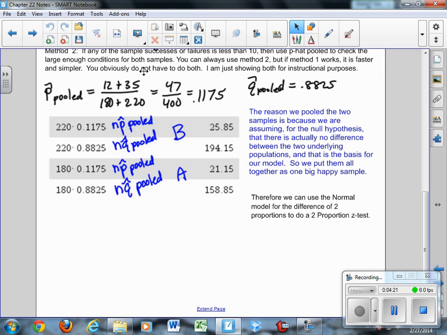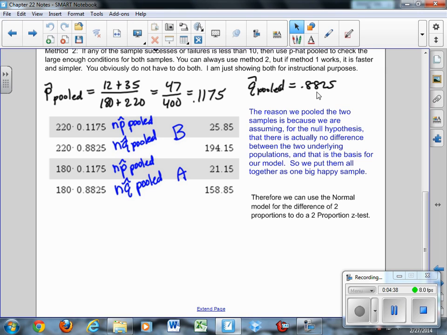So we combine the two sample sizes in the denominator, we combine our number of banded birds in the numerator, and we say altogether out of the 400 birds, 47 are banded, and this is what's called our pooled sample proportion, p hat pooled, and then that would be q hat pooled.